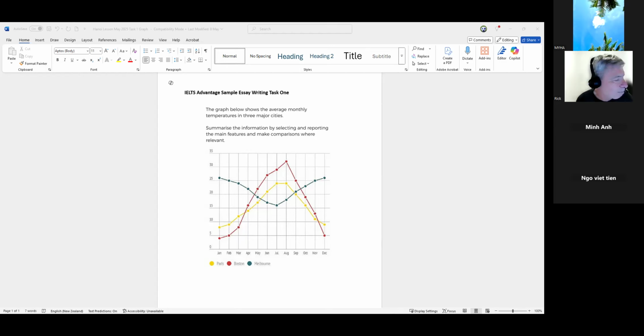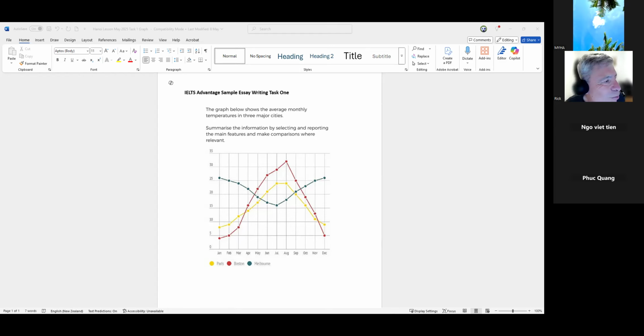Quang. It can be clearly seen Boston is the city with, not has, Quang. Okay, with. Boston is the city with the biggest range of temperatures. Okay? Melbourne is the city with the smallest range of temperatures.